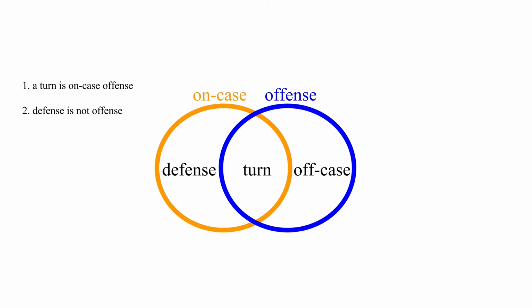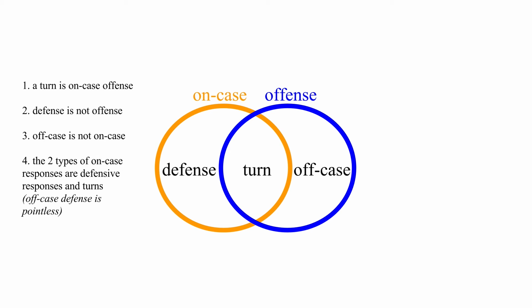Then, the third statement we can make is that off-case is not on-case because an argument can only be in one place at the flow at a time, so if it's on the affirmative flow, then it shouldn't simultaneously be on the negative flow. There is one exception to this. We can have cross-applications of arguments where, for example, an off-case argument can be cross-applied to also take out some argument on the affirmative case, but this is going to complicate matters, so we're going to put that aside for now. The fourth statement that we can make is that the two types of on-case responses are defensive responses and turns.